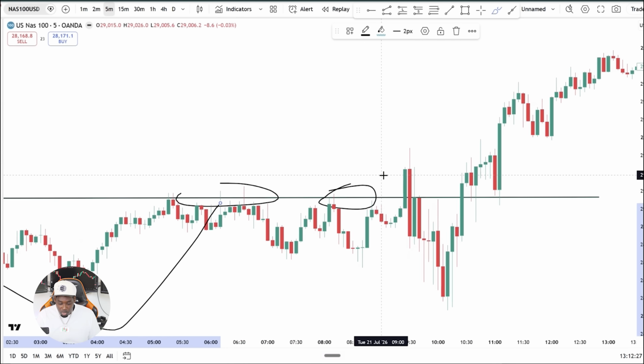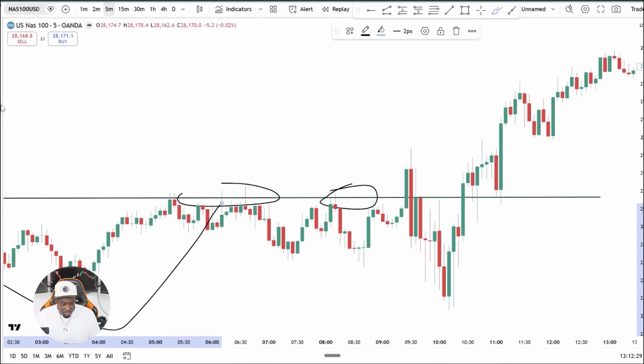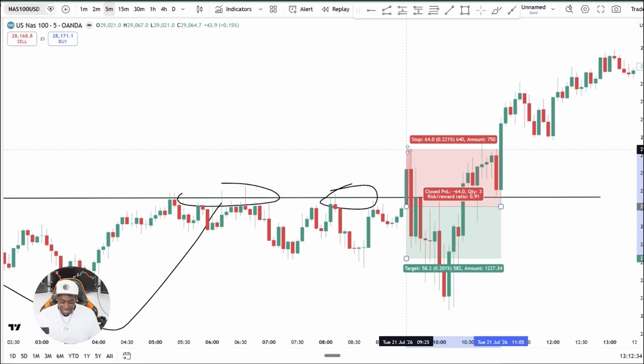So I took this short right here to the downside, and I'm gonna show you that shortly. But let's go to the second step that you have to understand, which is risk management. Risk management is all about understanding how much you want to risk per trade. You also have to know how much you're willing to lose on that specific day.